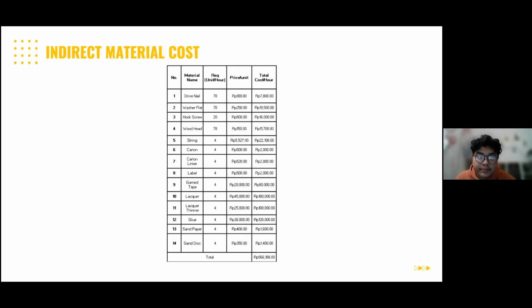Thank you. Okay, thank you, Risa Lintang. So here I'll explain the indirect material costs. As you can see here, we have 14 material names, and also the requirement, the price, and the total cost per hour. The total cost per hour is 566,188, and this is the total per hour of the material.